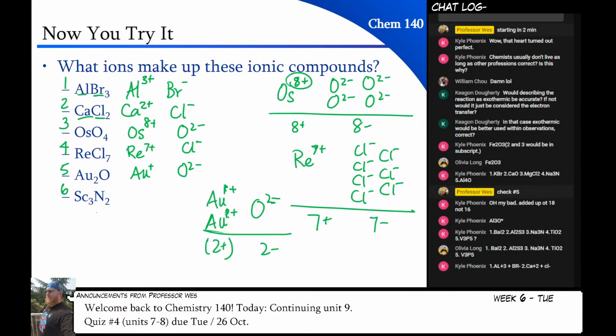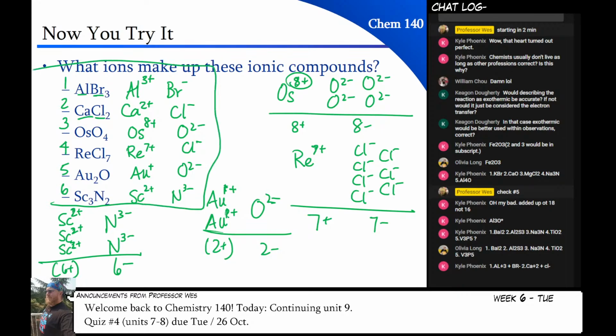And then following the same sort of idea over here, scandium, I've got 3 of them. Don't know what they are. I've got 2 nitrogens, and we know what the charge on nitrogen is as an ion. We've worked with it a lot today. So each of these must be +2. There you go. So there's all your answers right there.